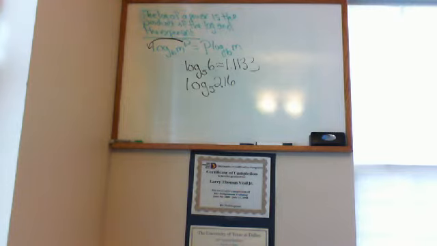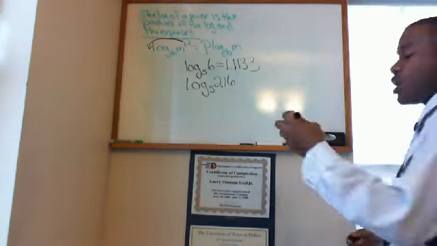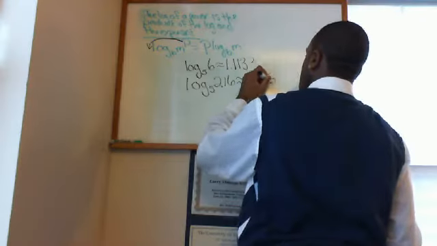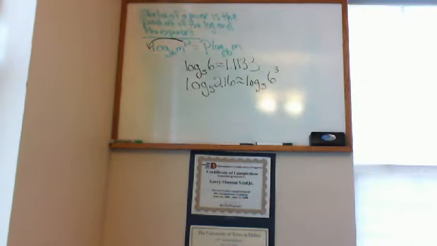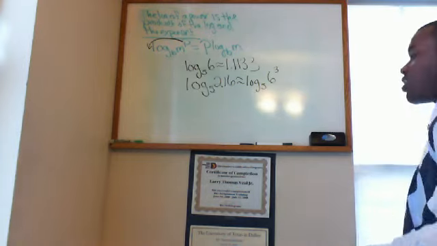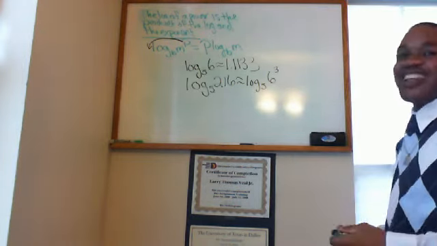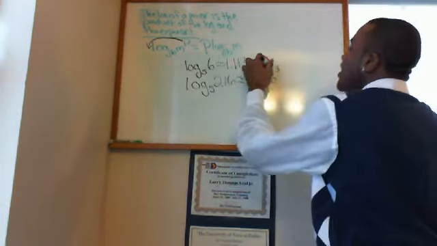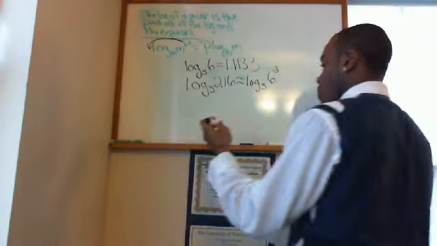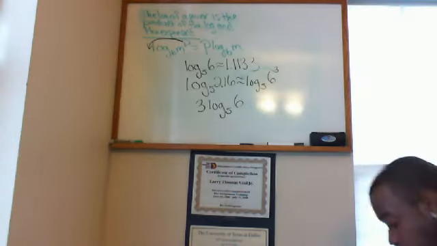Okay, good. So log base 5 of 216 really equals log base 5 of 6 cubed. Now, at this point, I can move the 3 to the front. It's almost like when you're in line in school, right? You go to the front of the line. So here it goes to the front of the line. And now we have 3 log base 5 of 6.